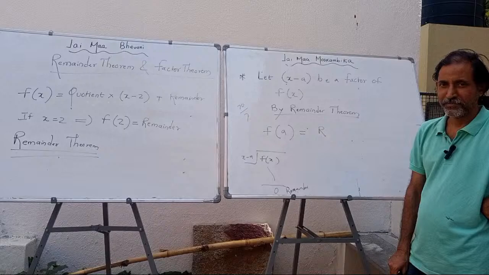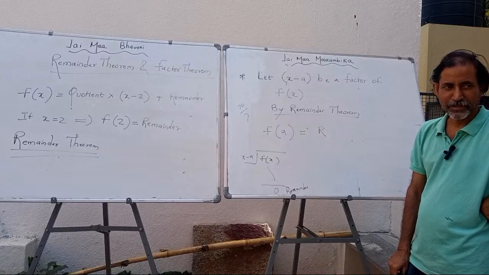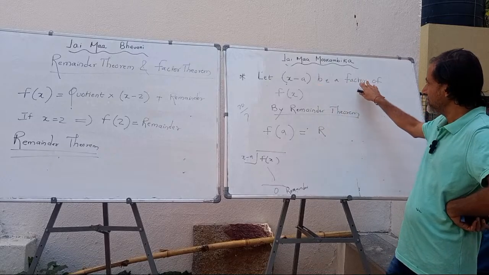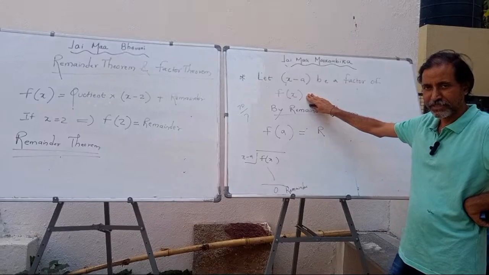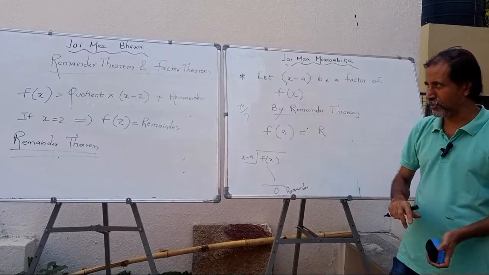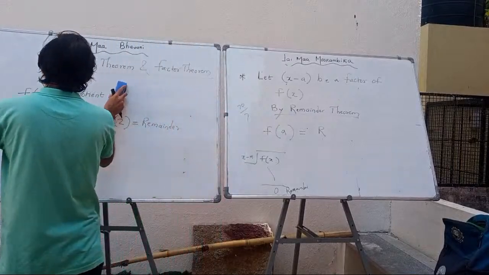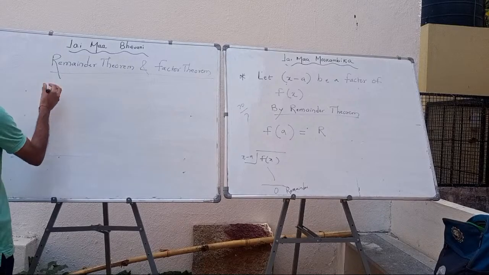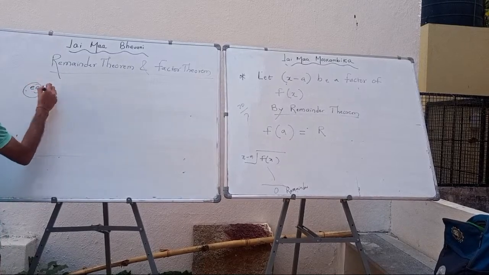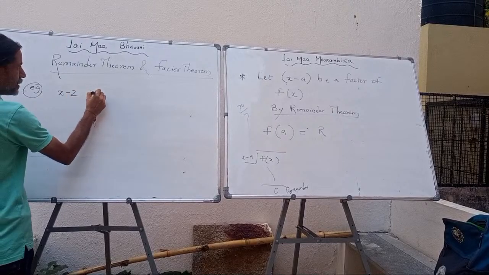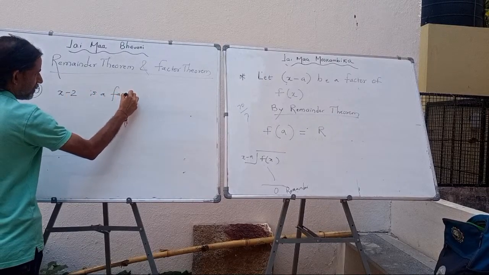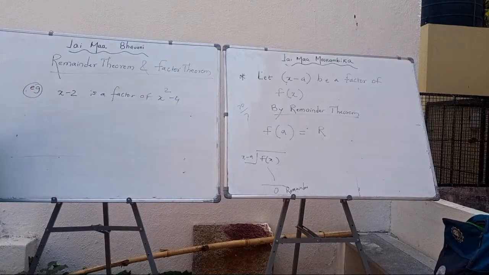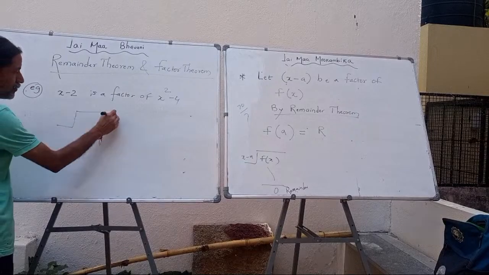Okay. Now I get it. You're getting it? No. See, if x minus a is a factor of f of x, f of x is some big polynomial. Okay, let me rub this. I am claiming, for example, x minus 2 is a factor of x square minus 4. So if I divide, will I get a remainder? What will I get?